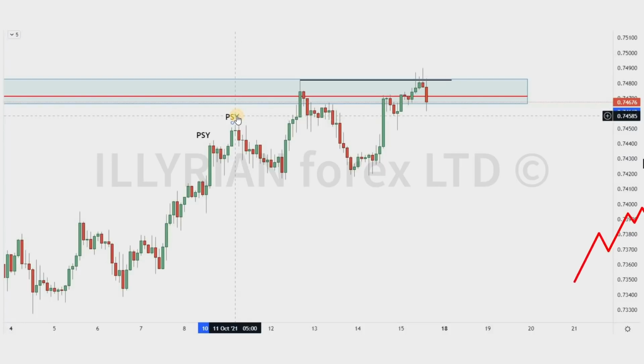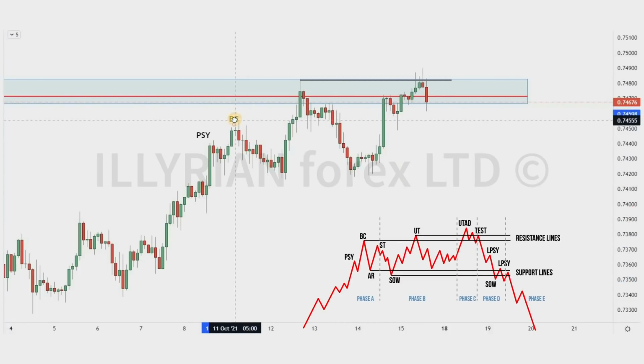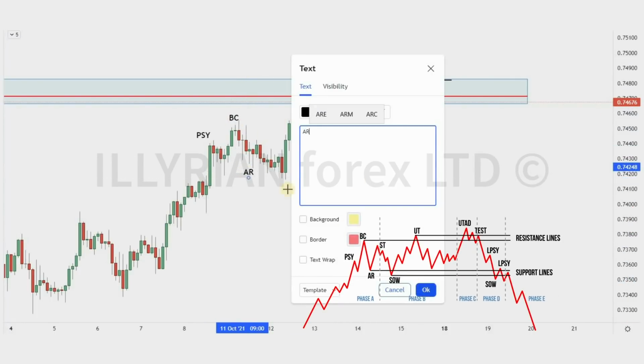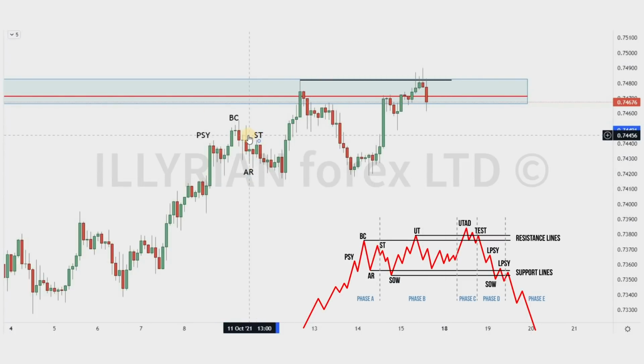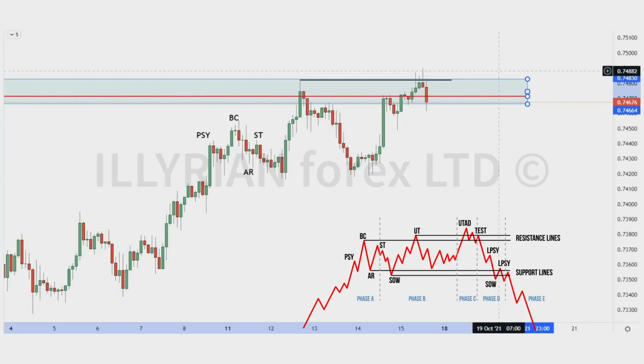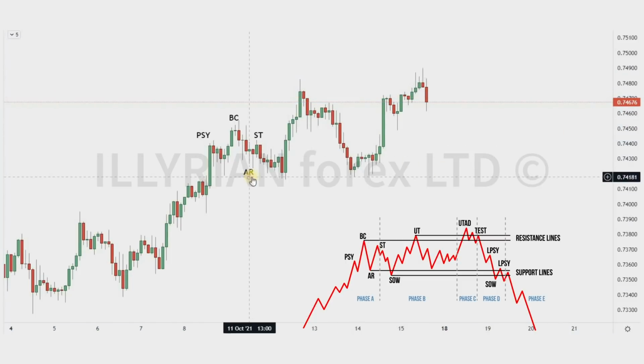Let's get back to our chart to apply these principles. The first is preliminary supply. We move on with buying climax, automatic reaction and secondary test. All these events together create phase A. Phase A in a distribution trading range marks the stopping of the prior uptrend.